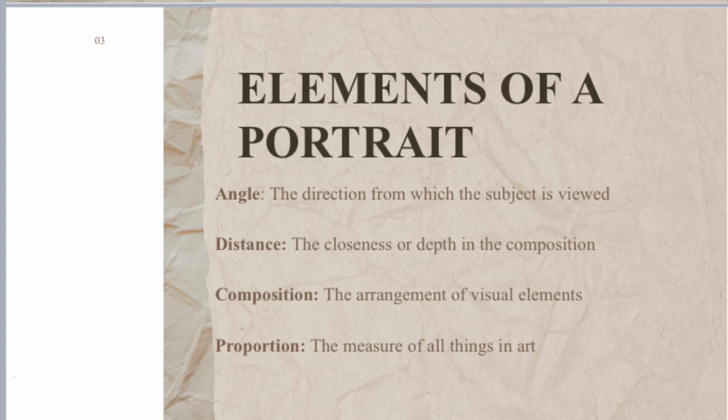The third one is the composition. This is the overall arrangement of all the visual elements within the artwork. How are the subject, background, and other objects placed to create a cohesive image? Lastly, proportion. This refers to the measure of all things in art, ensuring that the different parts of the subject relate realistically and aesthetically to each other.